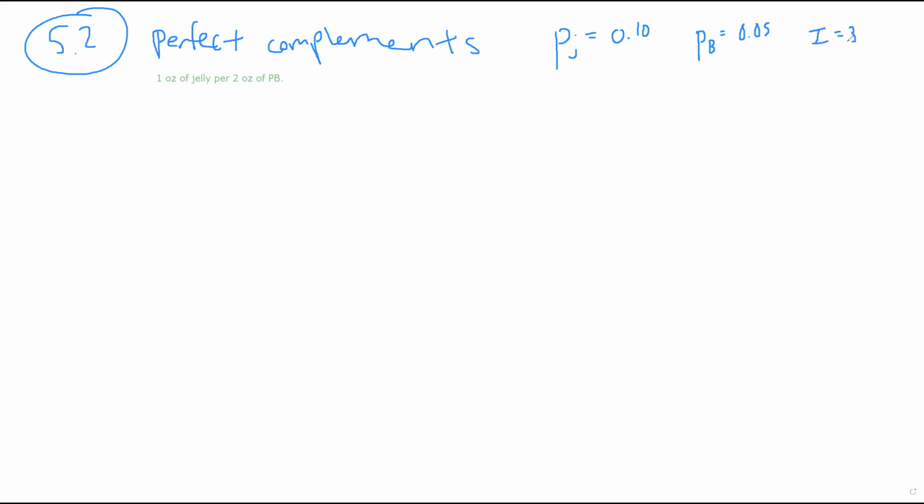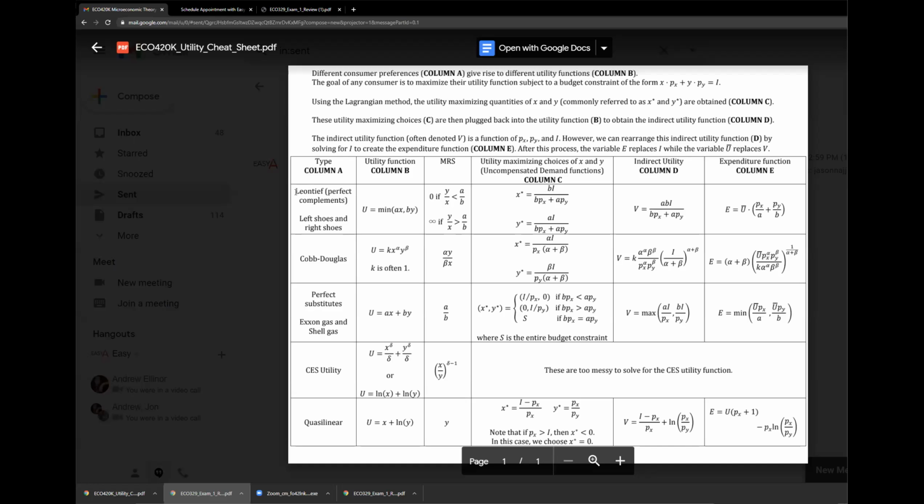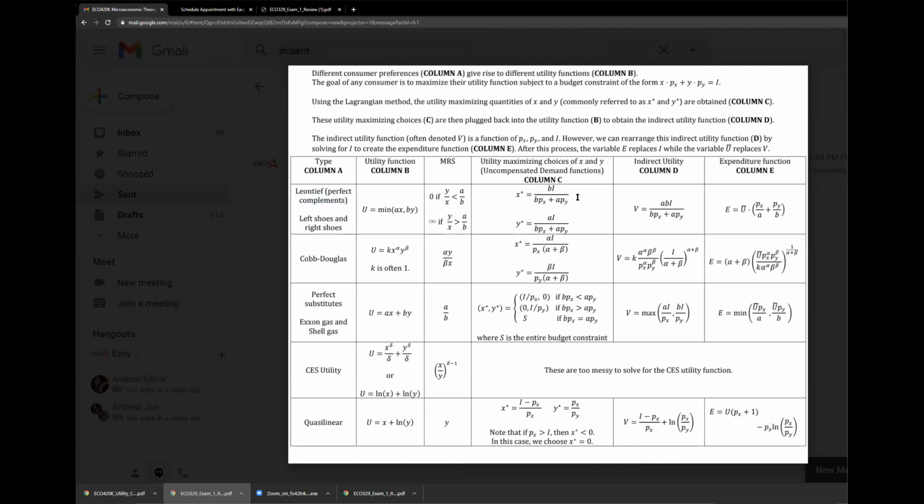So I equals 3. I'm just going to reference my cheat sheet. These are perfect complements. We'll say J star equals, referencing that cheat sheet formula. Let me pull it up real fast. Perfect complements. And then this is the utility maximizing choices of A and B. I guess I need to actually set up the utility function, so that's important to note as well. We have min of AX plus BY. What are the values of A and B going to be for this particular function?